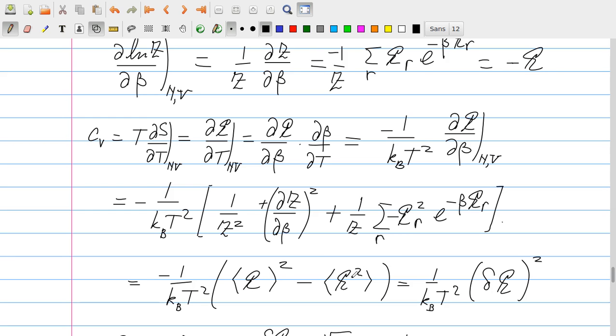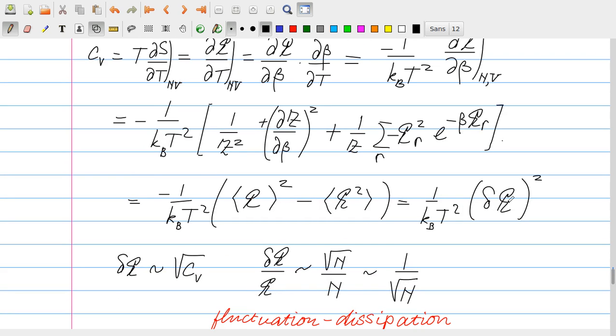So here the energy squared is inside the brackets. And it's well known that this gives you an expression for the fluctuation in the energy, delta E squared, and we have still this factor 1 over k_B T squared in front. And so we see that this was the specific heat, therefore the fluctuation in the energy itself scales with the square root of C_V.